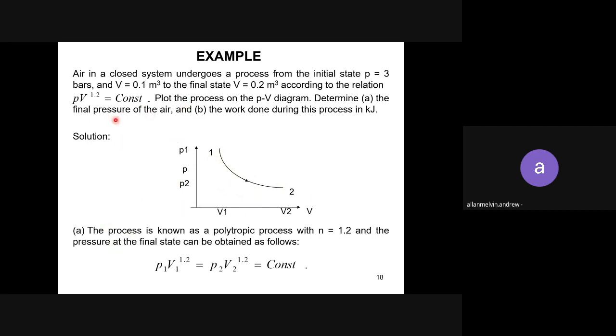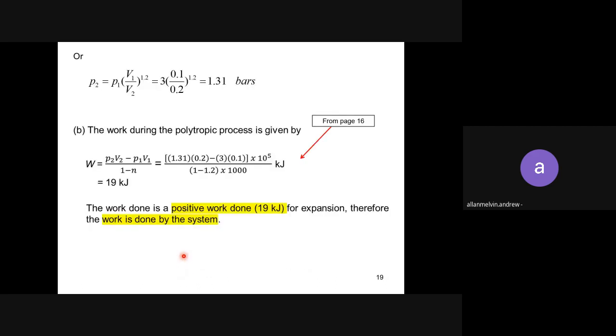So we try to find the final pressure P2. The process is known as a polytropic process with n equals to 1.2. So V to the power of n, where n is 1.2, and the pressure at the final state can be obtained as follows. Okay, because the formula is PV to the power of n equals to constant, so P1 V1 to the power of 1.2 equals to P2 V2 to the power of 1.2 equals to constant. So you can use this formula. Okay, then we can get this: P2 equals to P1 times V1 over V2 to the power of 1.2.